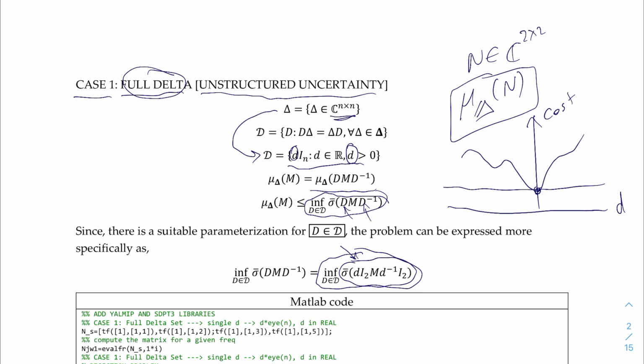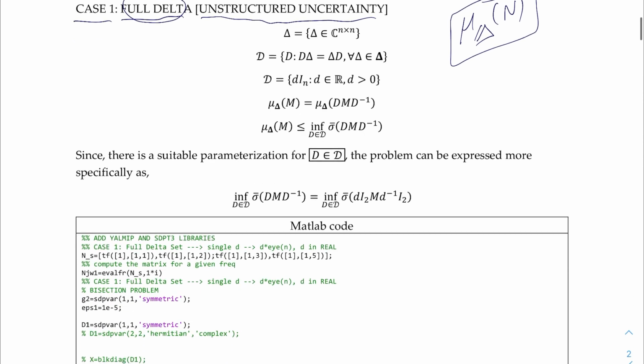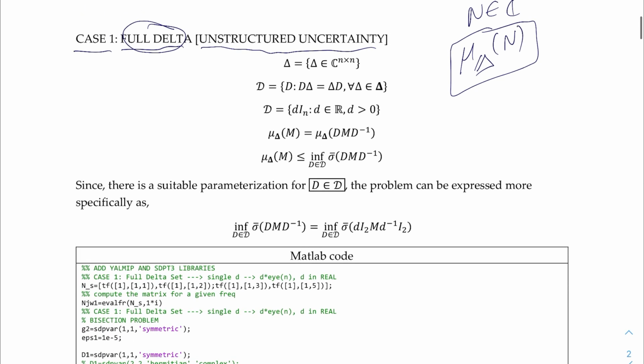So in a way, the full delta uncertainty case is the simplest case where you would solve, because again, you have only one parameter to think about, only one knob to tune. Okay, so now we are going to focus on the Yalmip syntaxes, etc.